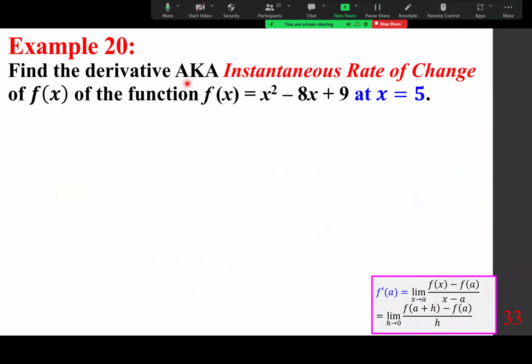Find the derivative, also known as the instantaneous rate of change, of the function f of x equals x squared minus 8x plus 9 at x equals 5. And we have to go with the definition for now. Later on, we take the easy way out. But for now, using the definition, we use one of these two. For example, if we stick with the second one, f of a plus h minus f of a over h, and we take a limit as h goes to 0, a is 5.